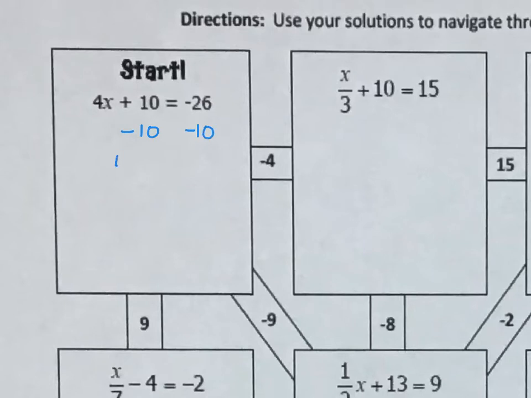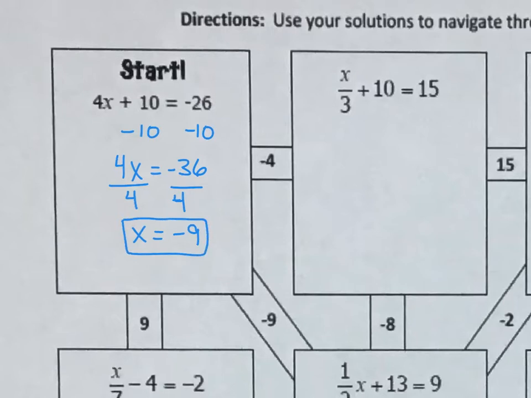On the left side, we're left with 4x equals, we've got negative 26 minus 10. If you think about a number line, if you're at negative 26 and then you go 10 more negative, that will get you negative 36. Now, our second step for two-step equations is to use multiplication or division to remove the coefficient. Since we have 4 multiplied by x, our inverse operation is division. So we divide by 4. We're left with x equals negative 36 divided by 4 is negative 9.